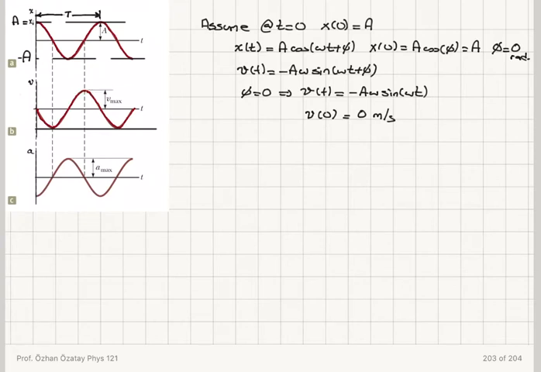Then the velocity keeps oscillating following the sine function. So I reach a maximum velocity here and here. And what is that maximum velocity? I can write here, it's going to be A omega and minus A omega is the maximum velocity.